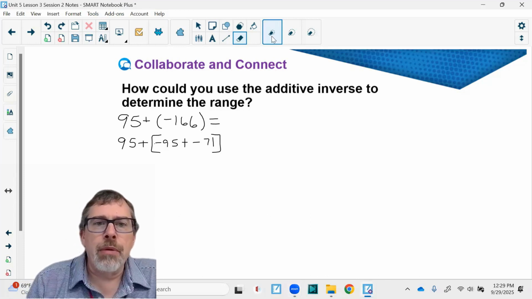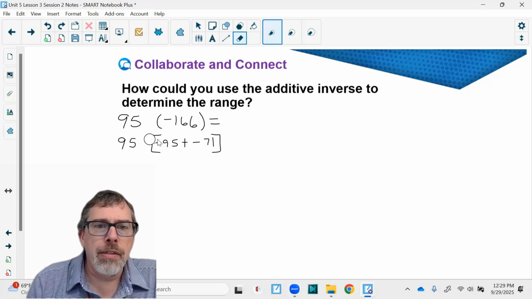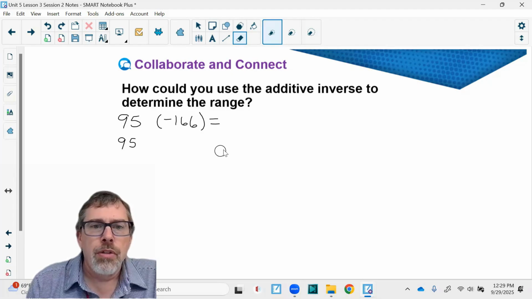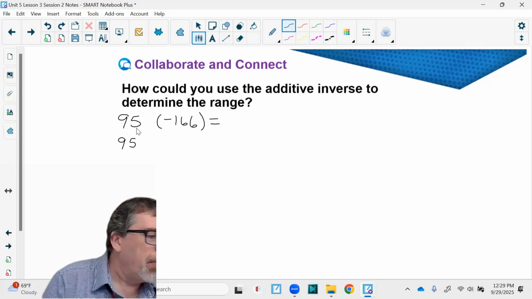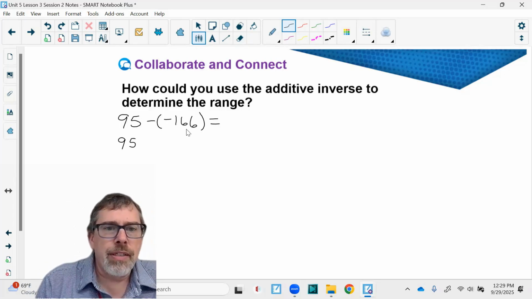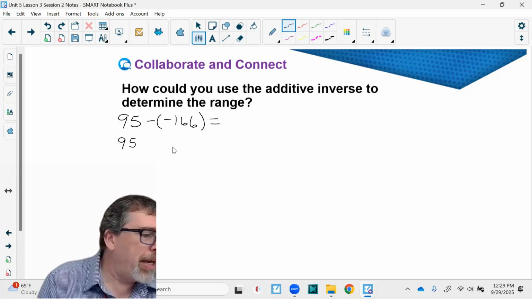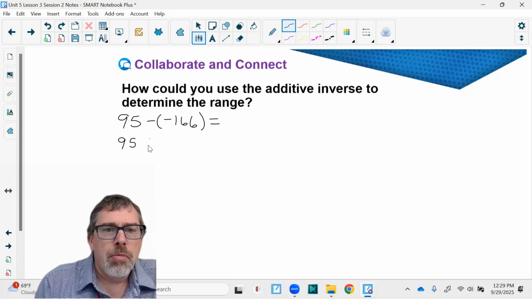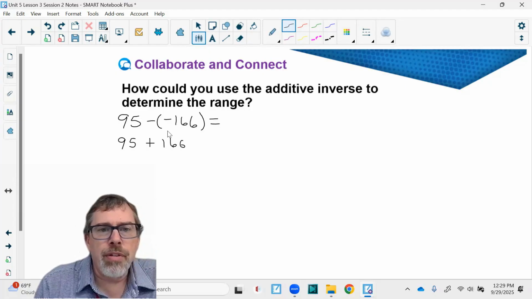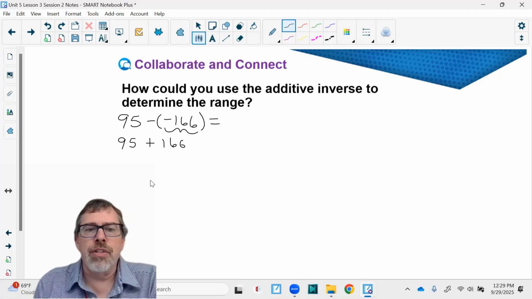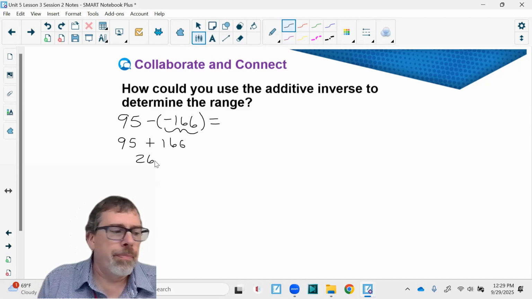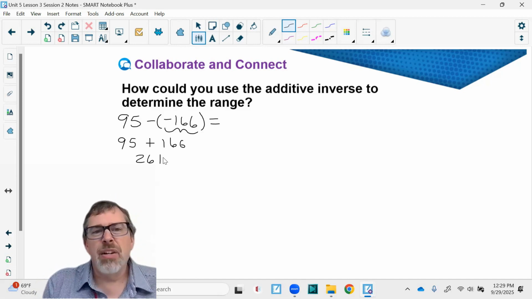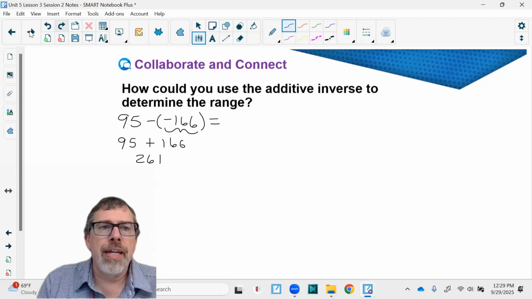Okay, so I had it right. I was just thinking about this. This is supposed to be minus. So let me just get rid of all this. All we're really doing is taking the additive inverse. So 95 minus a negative 166 is going to be the same as 95 plus 166. All they're really talking about is taking the additive inverse of the negative number and combining these two terms, and we would end up with 261. Okay. That's all they were basically saying. Take the additive inverse of the negative value.